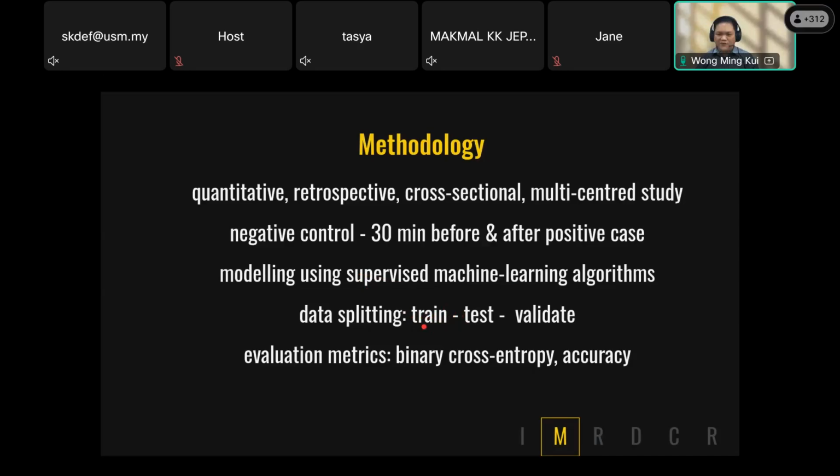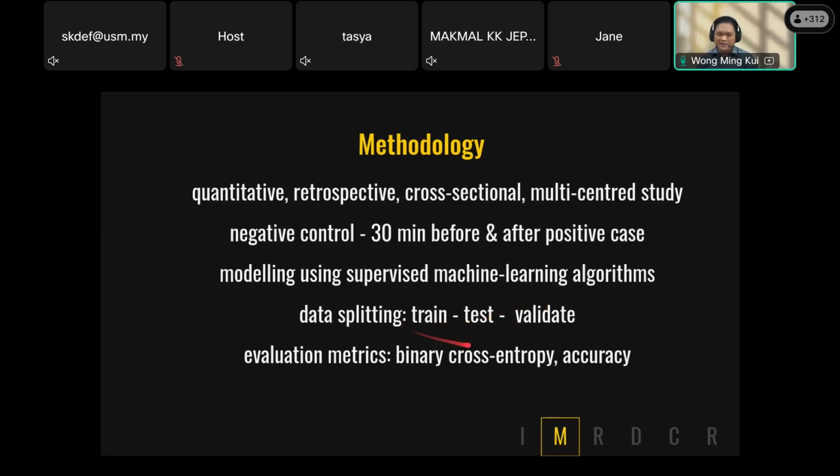Then for every cycle of training, the model will be tested. So if the accuracy is low, it will be retrained. So the process goes back and forth, training and testing, until it achieves the accuracy level that we set. And finally, the validation part.